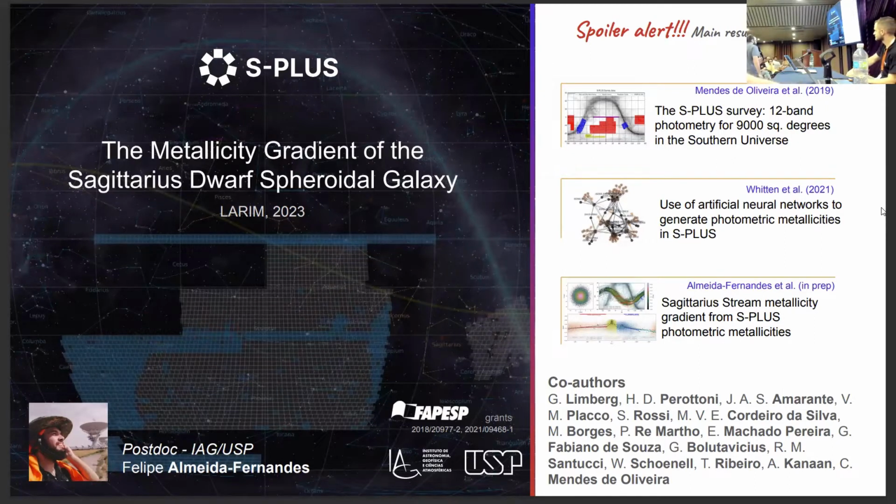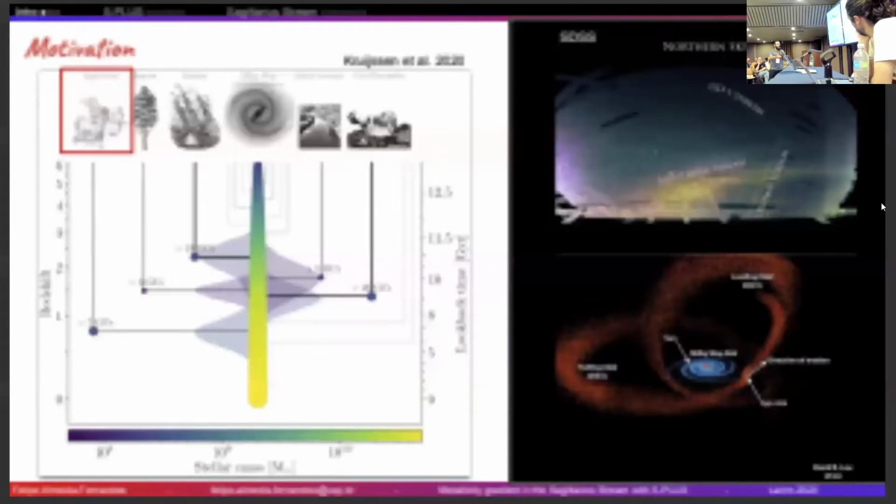Okay, thank you. As I said, my name is Felipe Almeida-Fernandes. I'm a postdoc at the University of São Paulo. And today I'm going to talk about the metallicity gradient in the Sagittarius Dwarf Spheroidal galaxy. Actually, it's the metallicity gradient in the stream and how we use it to infer the original gradient of the progenitor.